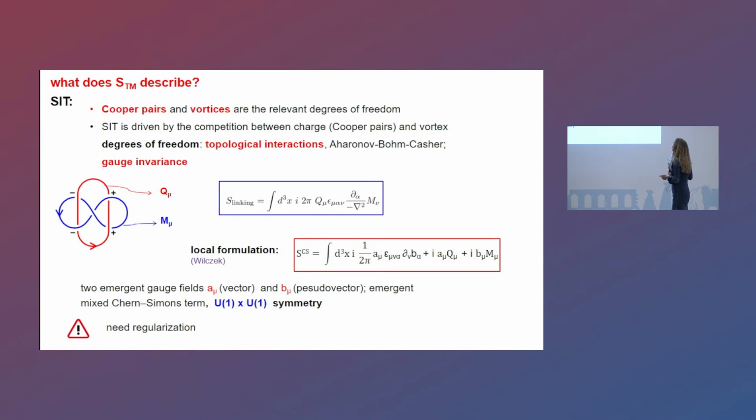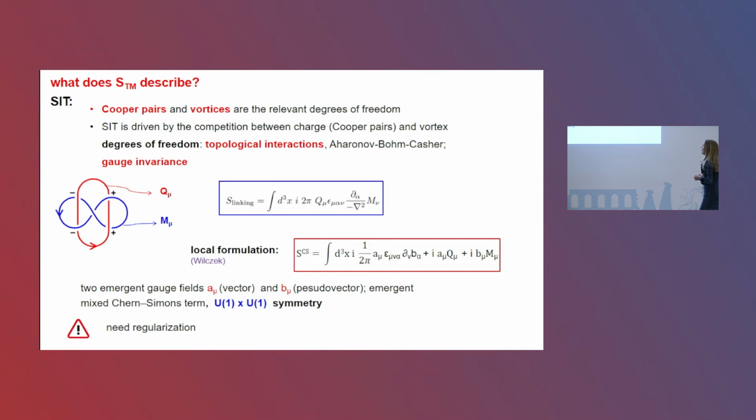And what I have is that these Cooper pair vortices interact through a topological interaction, and that is the Aharonov-Bohm-Kasher interaction, when you have the world line of a charge that wraps around the world line of a vortex. This topological interaction is the interaction that is dominant at large distances. And if I want to write it, this is the linking number of these two curves.